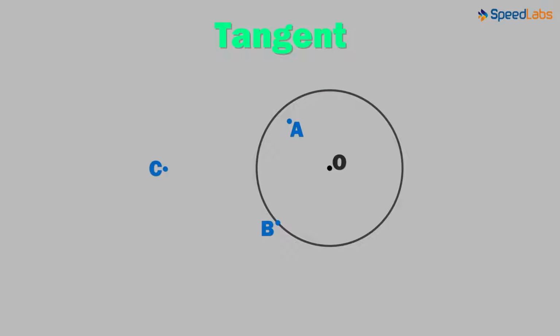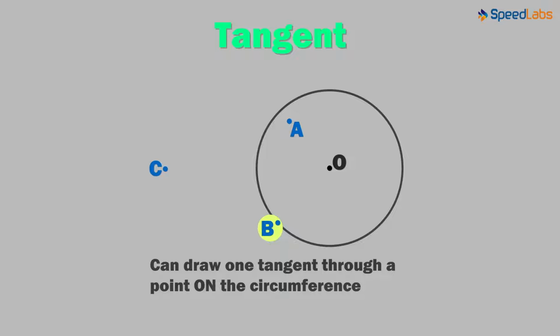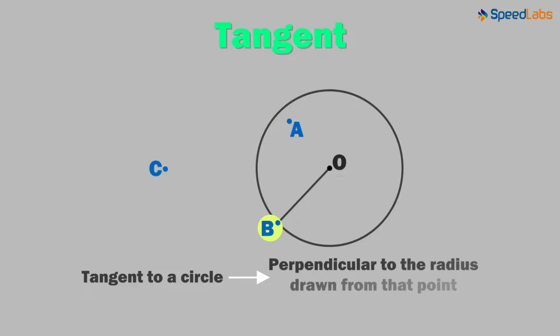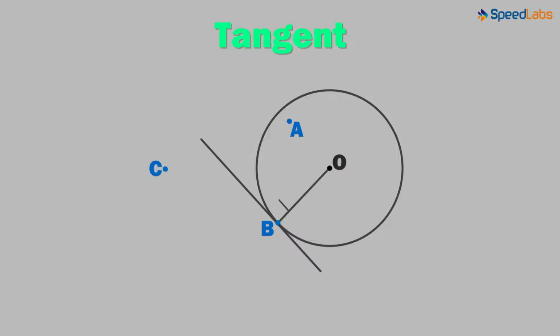Now, let's try drawing a tangent from the next point B lying on the circle. First, let me ask you this one question. Is it possible to draw a tangent through this point lying on the circle? Yes, why not? We can draw one tangent through this point B. And how do we do that? We simply draw the radius of the circle from this point B. We all know that the tangent to a circle is always perpendicular to the radius drawn from that point. So, we draw a line perpendicular to this radius. This line is the tangent to the circle at the point B.